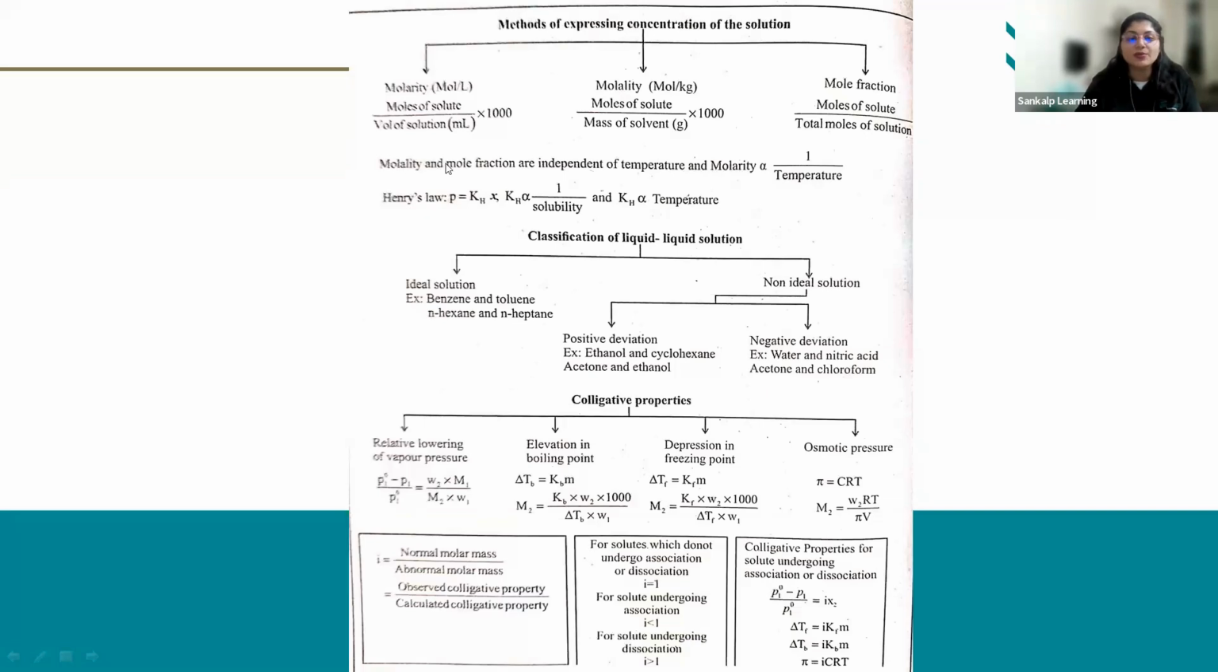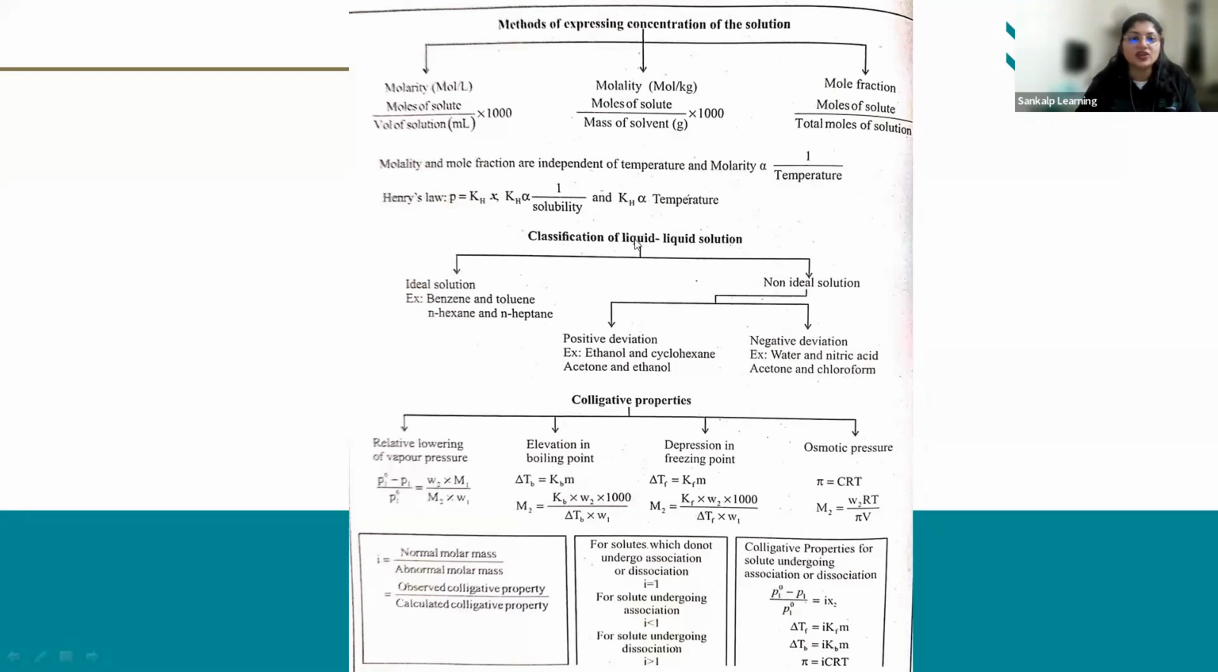What is Henry's law? Partial vapor pressure of a given liquid is directly proportional to its mole fraction. So P is equal to KH into chi. KH is inversely proportional to solubility. As solubility increases, KH value will decrease. And you know that KH is directly proportional to temperature. As temperature increases, KH value also increases.